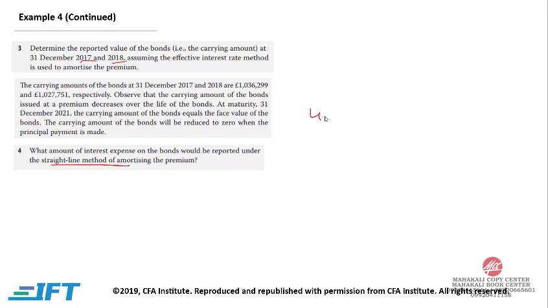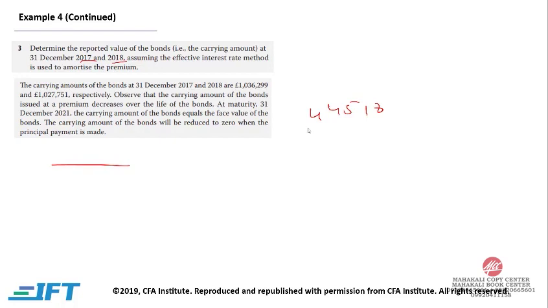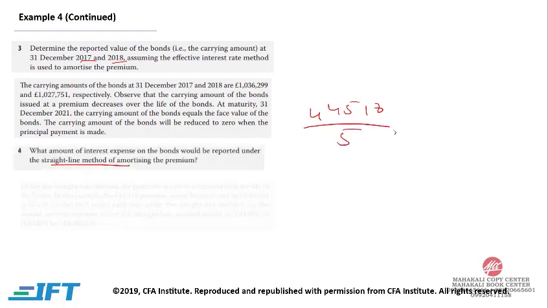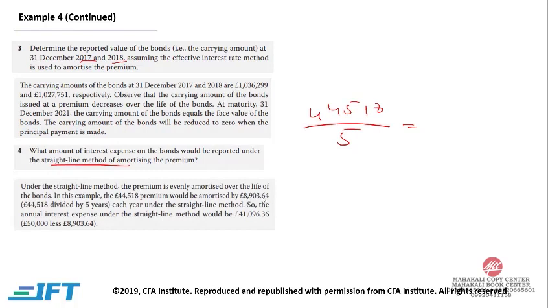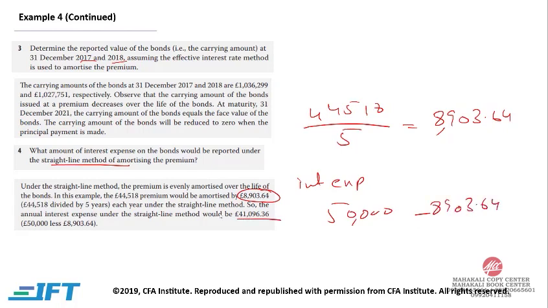So initially the premium was 44,518. This would be divided by 5, and the premium amortization we are going to get would be 8,903.64. So the interest expense would be 50,000 minus 8,903.64, and according to the straight line method, $41,096.36 would be your interest expense. That is 50,000 minus 8,903.64. So your interest expense would be $41,096.36.